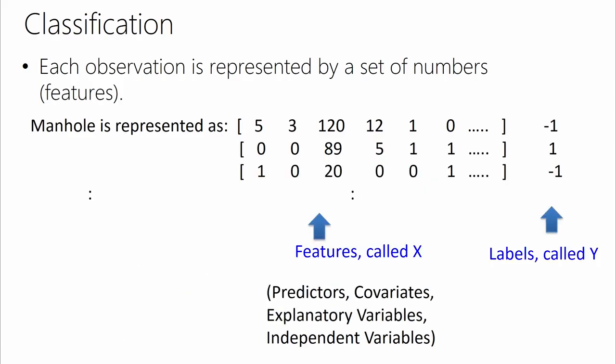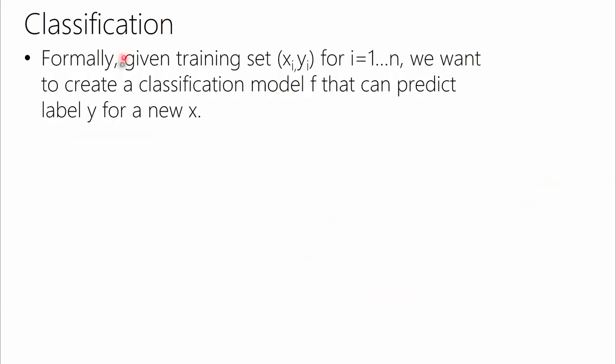So just to be formal about it, we have each observation being represented by our set of features. And the features are also called predictors or covariates or explanatory variables or independent variables, whatever they are. You can choose whatever terminology you like. And then we have the labels, which are called Y. So even more formally, we're given a training set of feature label pairs, xi, yi, and there are n of them. And we want to create a classification model F that can predict a label y for a new x.